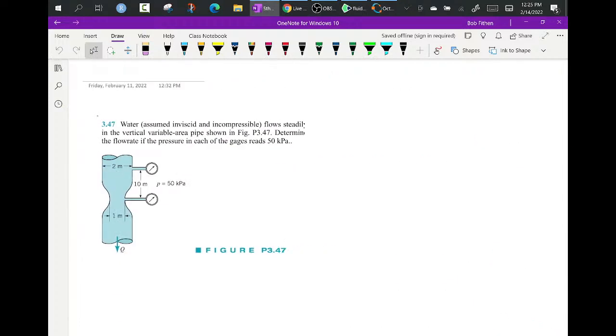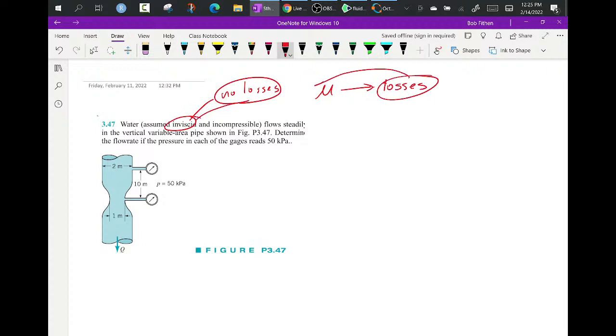Okay, the next one. Water, which is assumed inviscid, which means no losses. Why? Because the viscosity is what creates the losses. So if it's inviscid, it has no losses, because the losses occur because of the viscosity. Flow is steady.